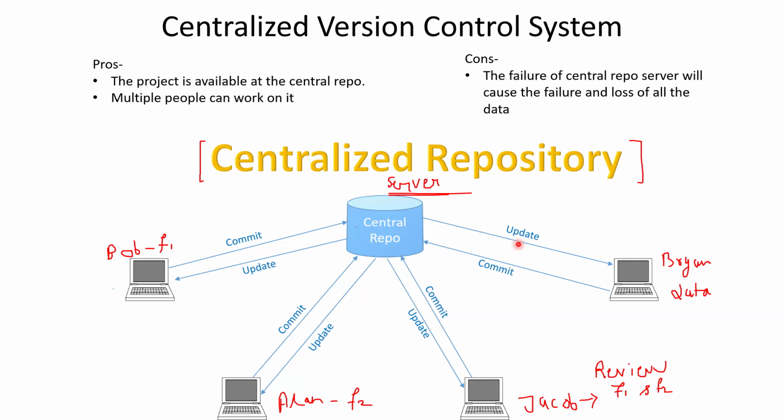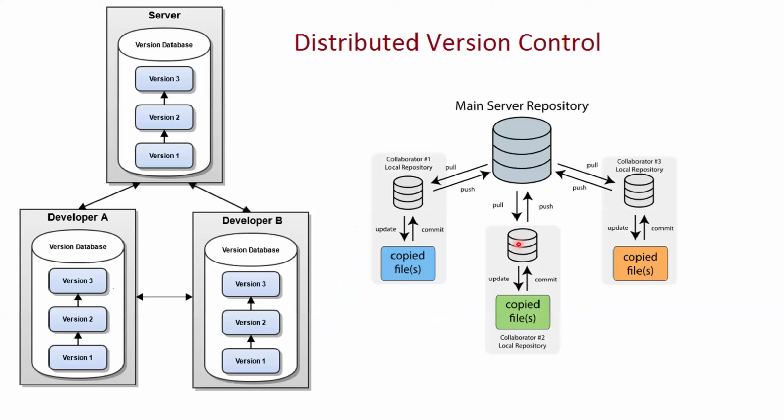Now, what is the next thing? The next thing is what we call distributed version control. This is the third version control that we are going to discuss. First one was the local version control, then centralized version control, and now we are going to discuss the distributed version control. The figures may look very overwhelming, but don't worry, I will explain it and you will get it. Now, how does this distributed version control system work? Let's try to understand that.